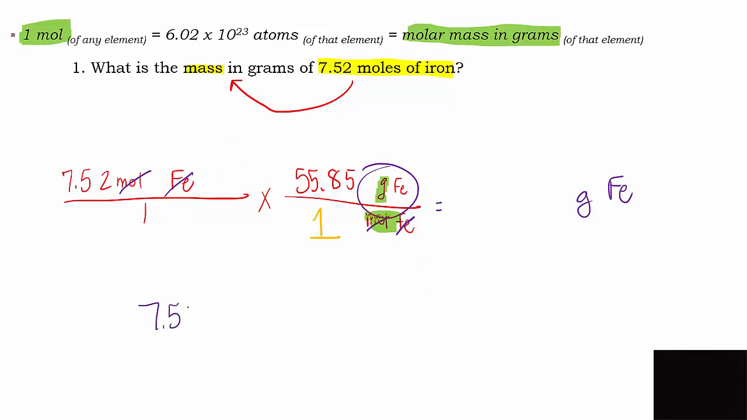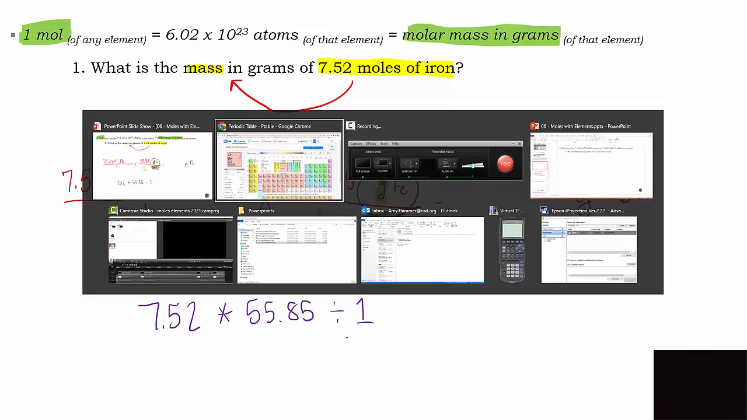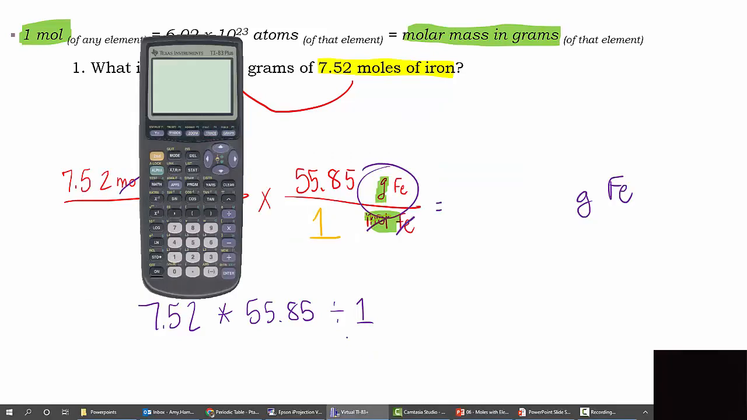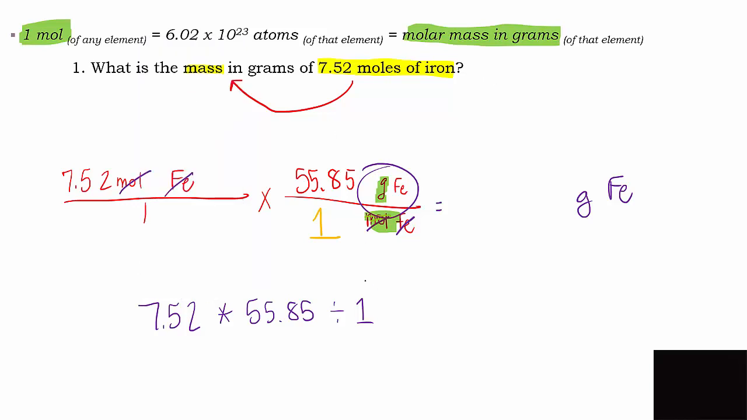So this is going to be 7.52 times 55.85 divided by the numbers on the bottom, which is 1. So let's go to our calculator and do this calculation. 7.52 times 55.85, and you don't have to divide by 1. And so our answer is 419.992. We will talk about sig figs, but for now I'm going to write down the whole thing. 419.992.